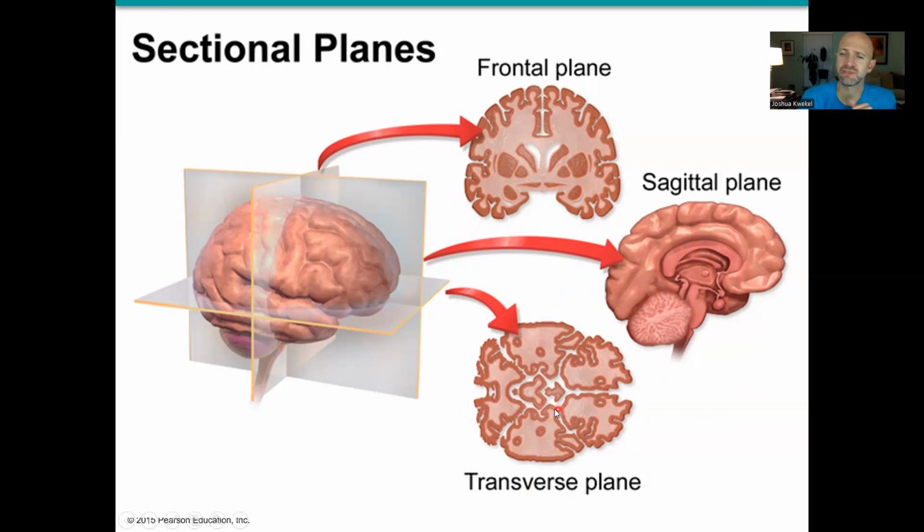It is more common to see the transverse section through the brain stem and the spinal cord, as we've seen in the previous chapter. But the most common you will see for the brain is a sagittal section or a coronal or frontal section, as you can see here on the top and the side.